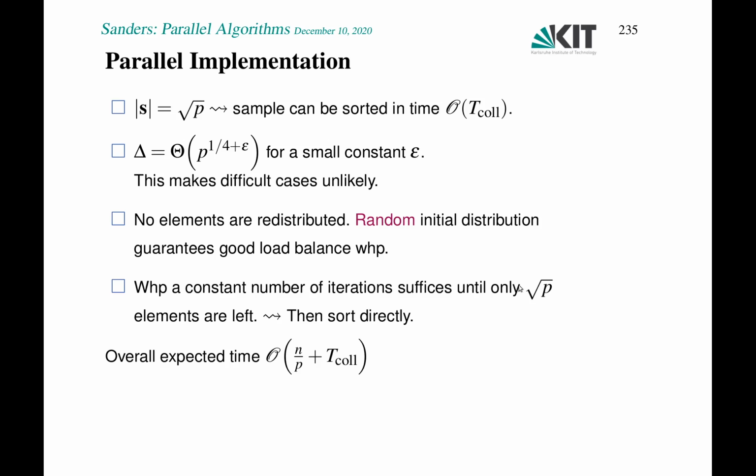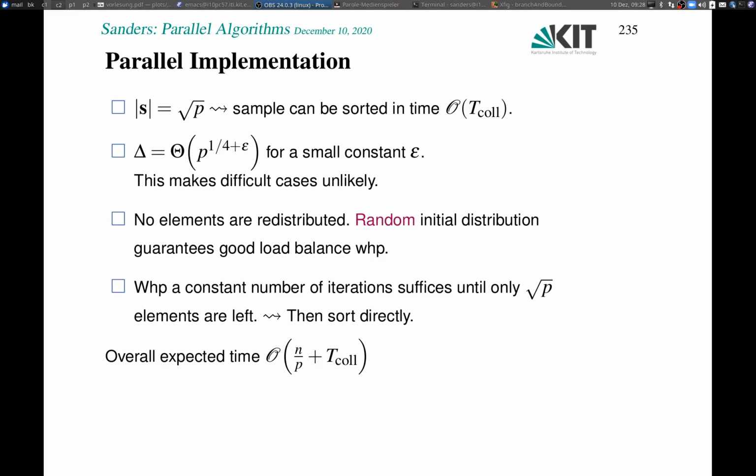And basically what happens here, in the recursion, each time the remaining problem size shrinks by a factor that's a power of the number of processors. And that means after a constant number of iterations, the remaining number of elements, I mean, in our application for priority queues, n was p log p, right? Then in a constant number of iterations, we will be down to square root p.